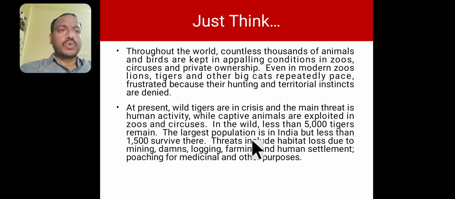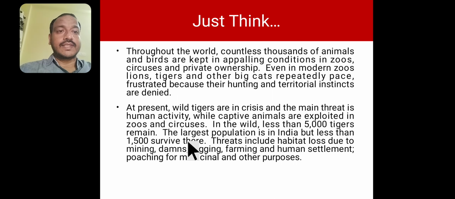Throughout the world, thousands of animals and birds are kept in appalling conditions in zoos, circuses and private ownership. We do know that we have to think of biodiversity, giving enough freedom for the creatures and other animals in our environment. Even in modern zoos, lions, tigers and other big cats are repeatedly frustrated because their hunting and territorial instincts are denied. At present, wild tigers are in crisis, and the main threat is human activity. While captive animals are exploited in zoos and circuses, in the wild, less than 5,000 tigers remain.